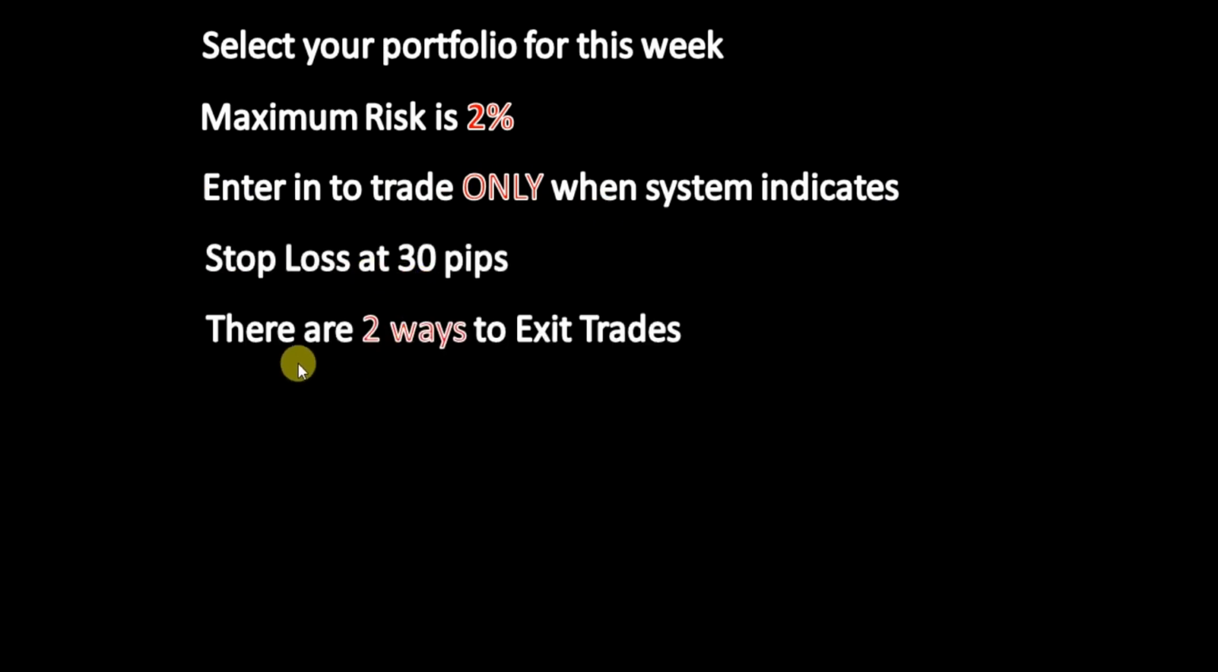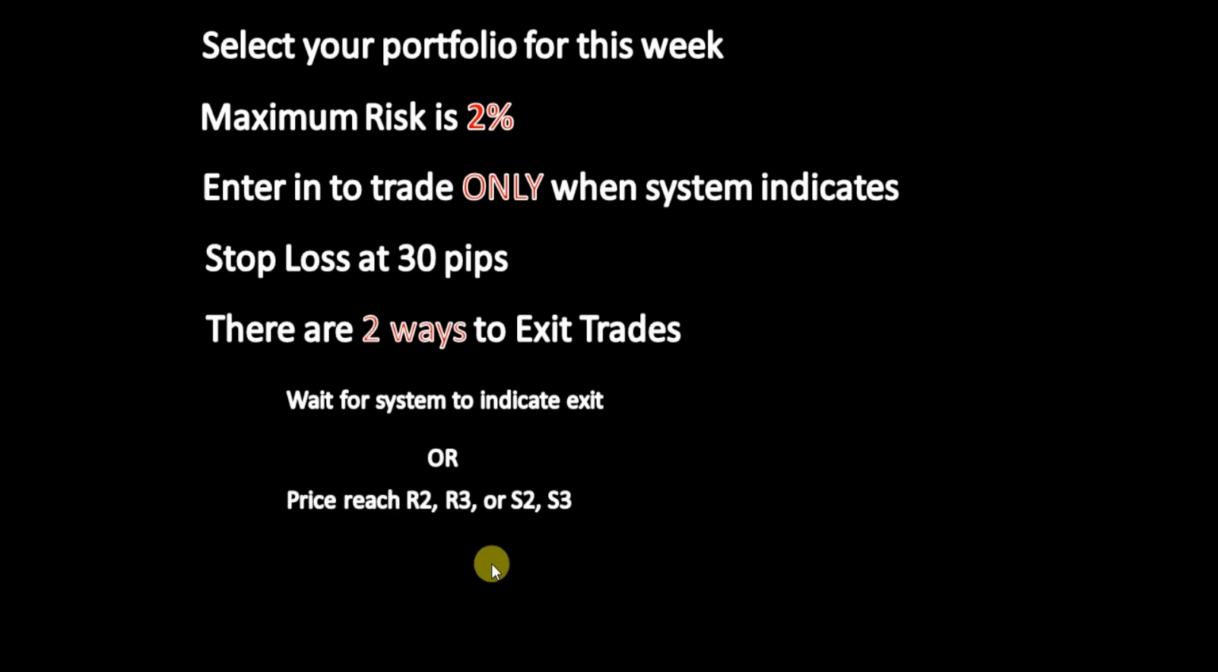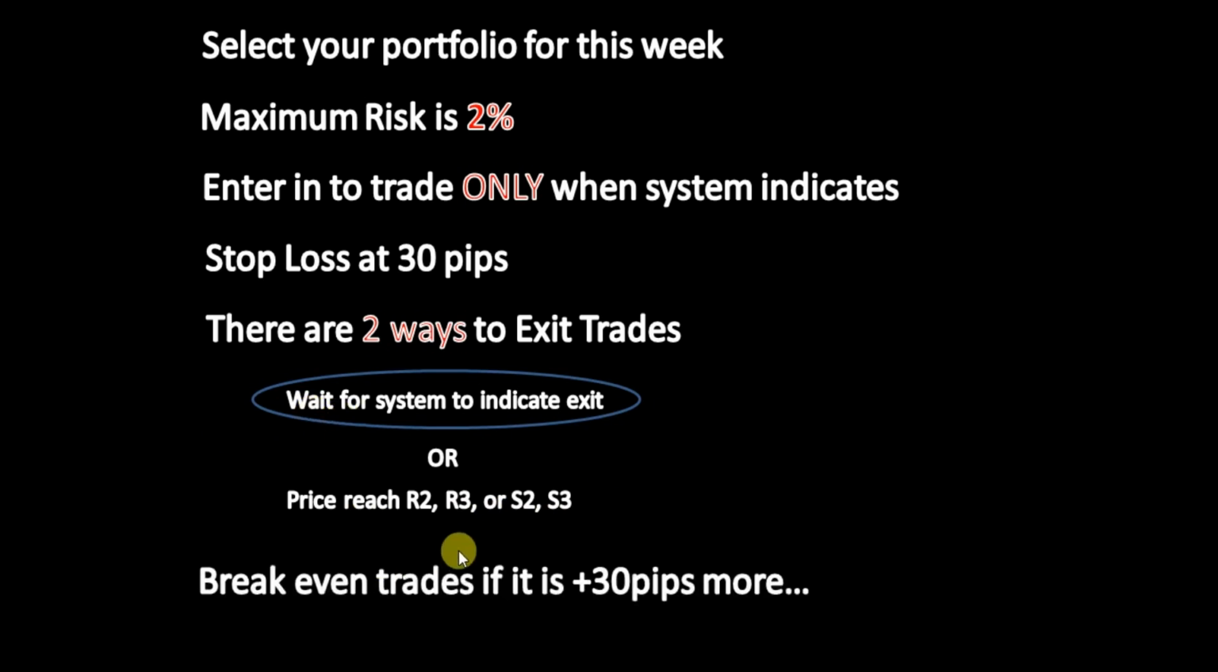And there are two ways to exit trades. One is to wait for the system to indicate the exit, or you can wait for price to reach R2, R3, or S2 or S3. We are going to talk about this as well, and I personally prefer to wait for the system to indicate the exit. And the most important thing is to break even in the trades if it is more than 30 pips. So guys, let's go and see how it happens.